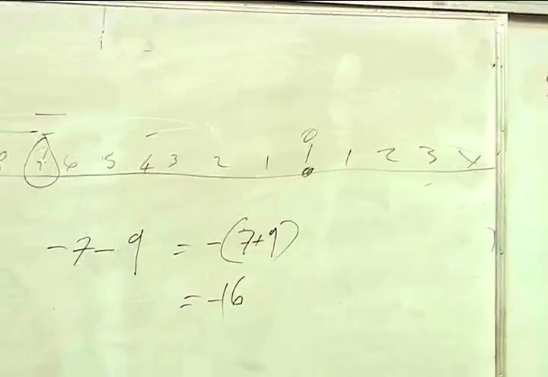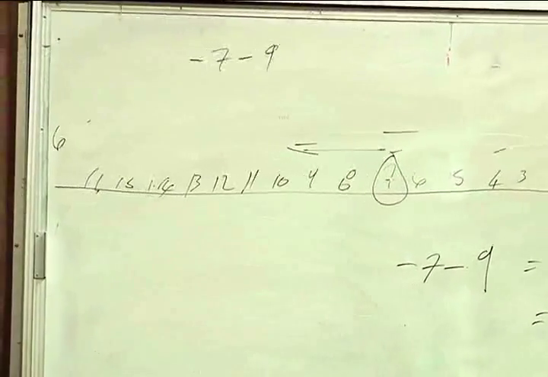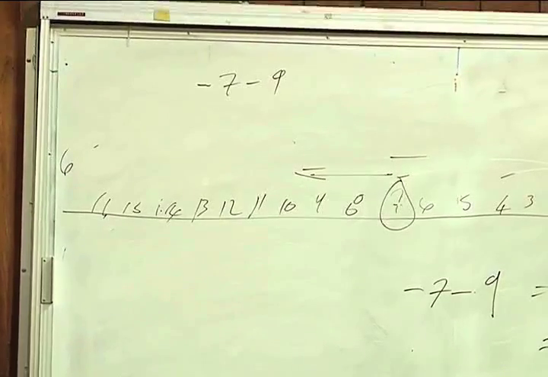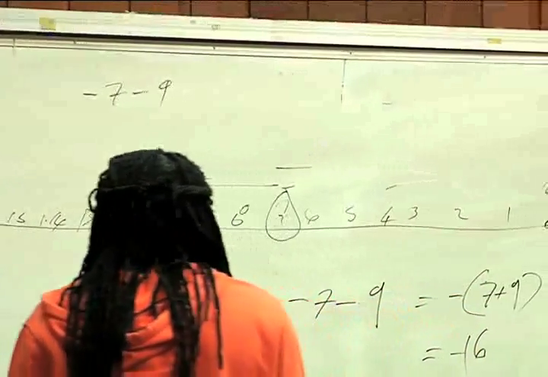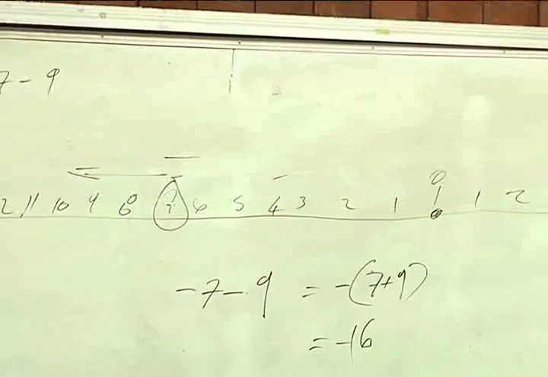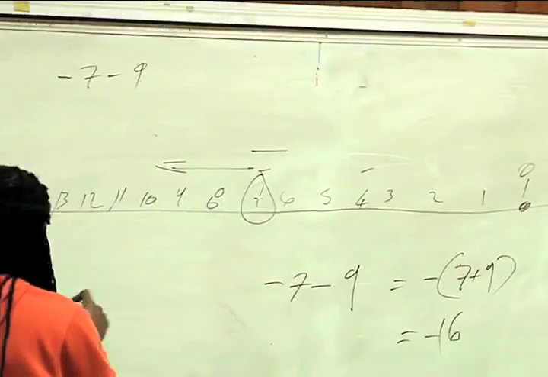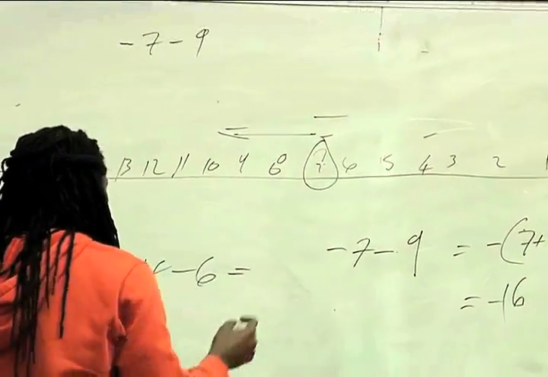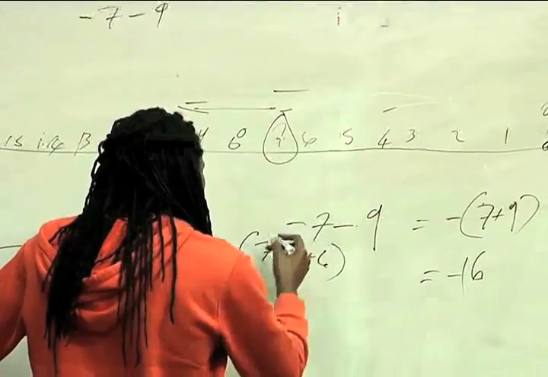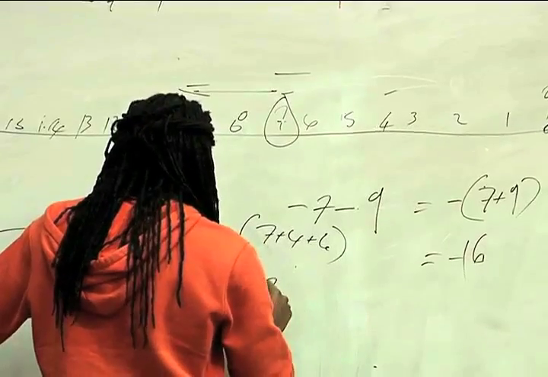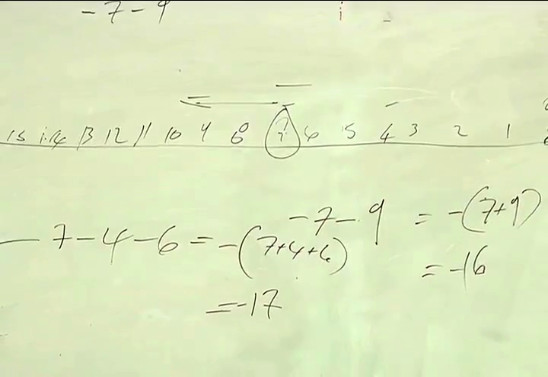Minus 7 minus 4 minus 6 equals negative bracket 7 plus 4 plus 6, which is negative 17. It's just so simple.